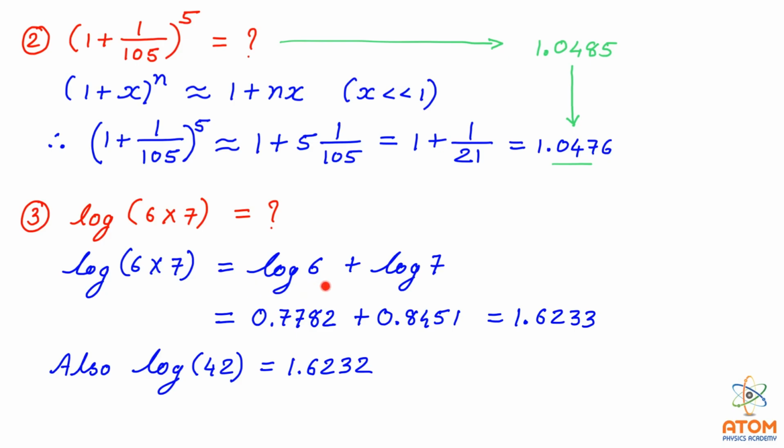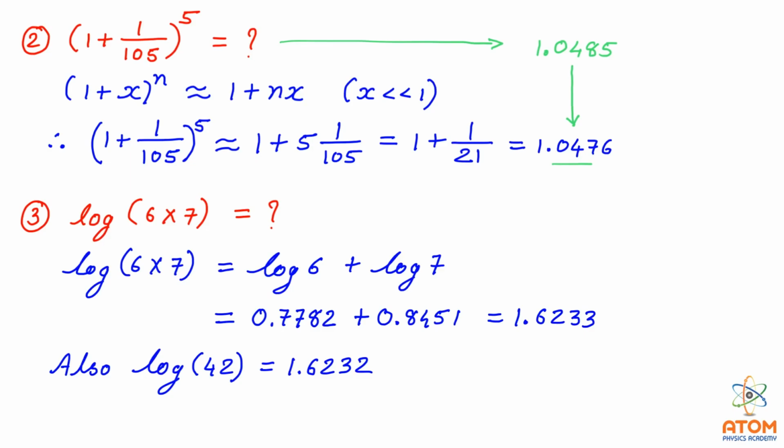Now we can check log of 6, that will be 0.7782, and we can check log of 7, that will be 0.8451. Adding them we will get 1.6233. So by this equation we are getting 1.6233. Now 6 into 7 is again 42.